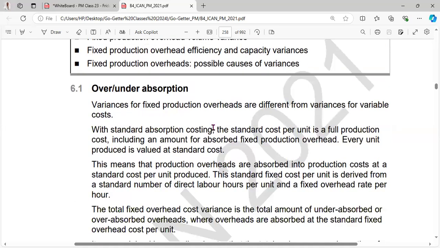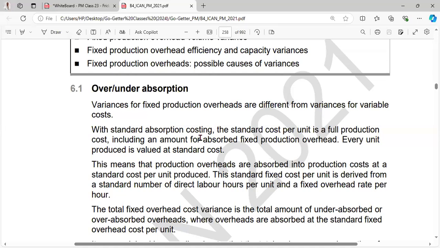Now, over and under absorption. Variances for fixed production overhead are different from variances for variable cost. By variable cost, what we mean is direct material is a variable cost, direct labor is a variable cost, variable overhead is a variable cost. So fixed overhead is kind of different.